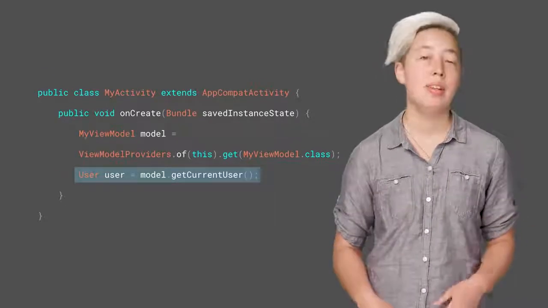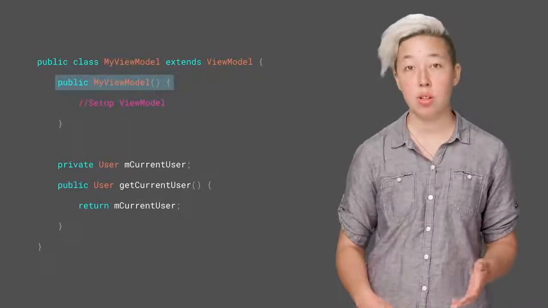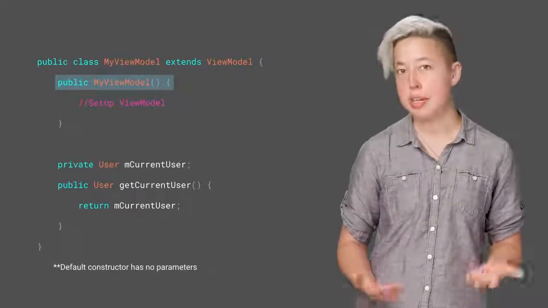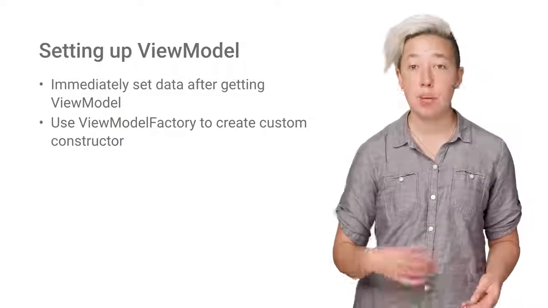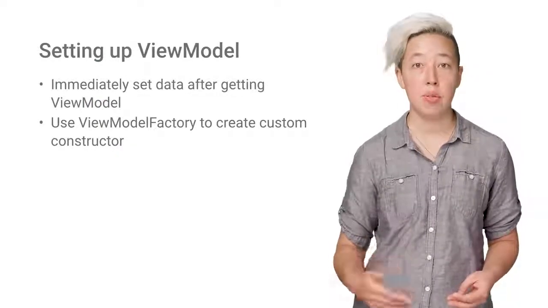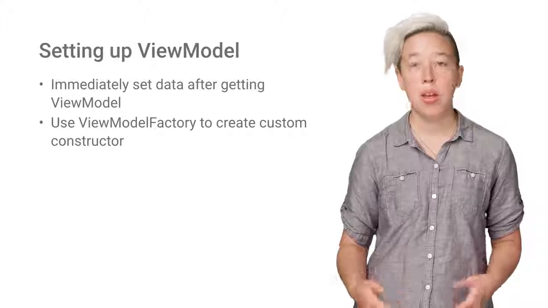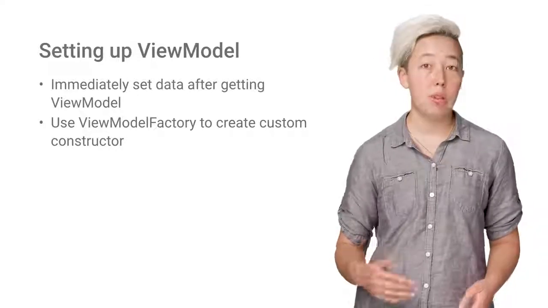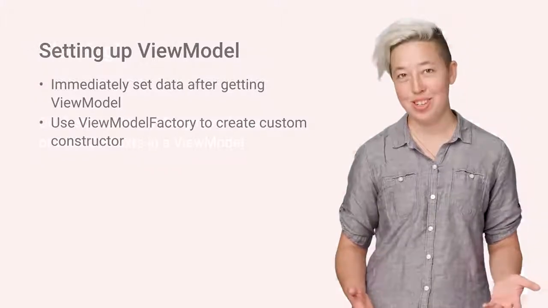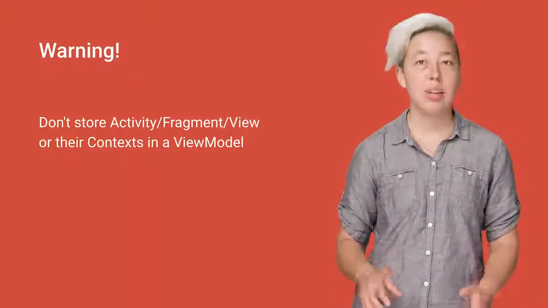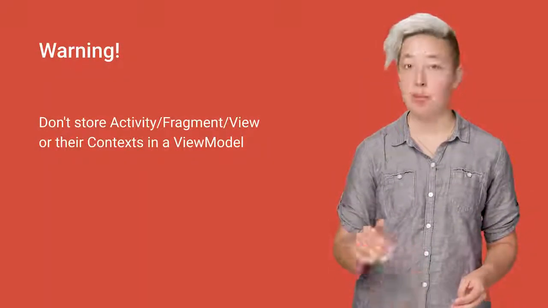Documentation is linked. Now, you may want to modify the default constructor of your ViewModel, which currently takes no parameters. You can get around this by using the default constructor and then immediately calling a set method with a parameter that you want to pass in. Alternatively, you can use the ViewModelFactory class to create a custom constructor. Documentation is linked.